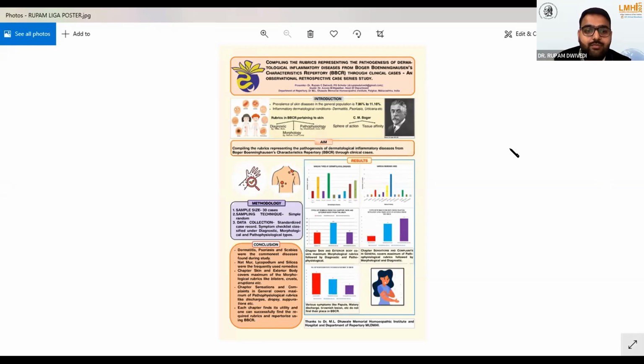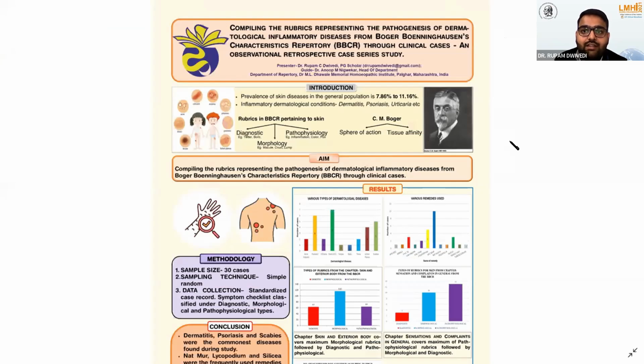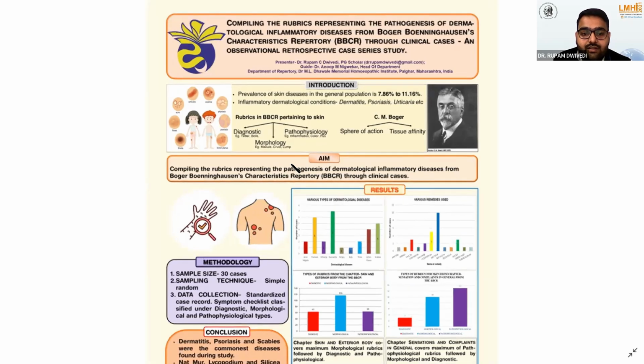Regarding my topic, compiling the rubrics representing the pathogenesis of dermatological inflammatory diseases from BBCR through clinical cases, this was an observational retrospective case series study. Skin diseases are the fourth most common in our society, and there are various types of dermatological diseases, inflammatory being one of them. Dr. Boger worked on sphere of action and tissue affinity of drugs and is known for his works on pathological generals. So in his book BBCR, he has given various pathological rubrics classified under diagnostic, morphological, and pathophysiological rubrics pertaining to skin, in the chapters Skin and Exterior Body and Sensations and Complaints in General.